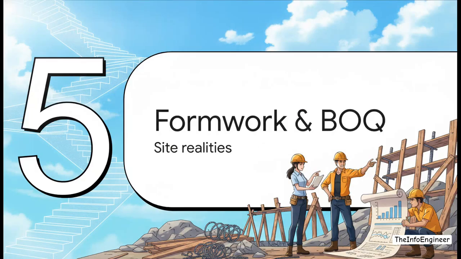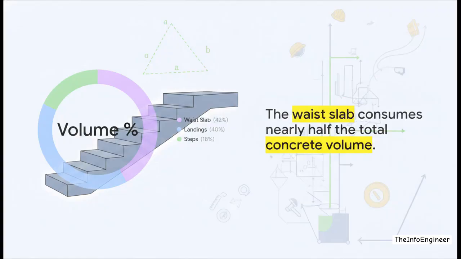Section 5. Formwork, wastage, and BOQ. Finalizing the estimate with site realities. We have our pure geometric volume, but as we all know, construction happens on a messy, imperfect site. Let's bring this calculation home to reality. So the crucial point here is visualizing where the money actually goes.